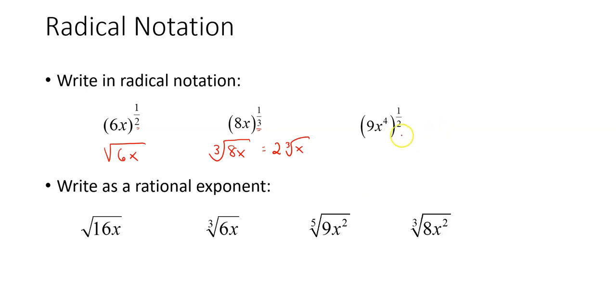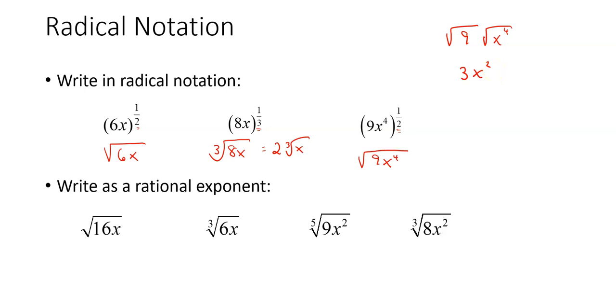The same thing for the third one, right? This is to the 1/2 power. 1/2 power is square root. Square root of 9x to the 4th. And yeah, it turns out I can simplify a 9x to the 4th by writing it as the square root of 9, square root of x to the 4th. So square root of 9 is 3. Square root of x to the 4th is x squared.